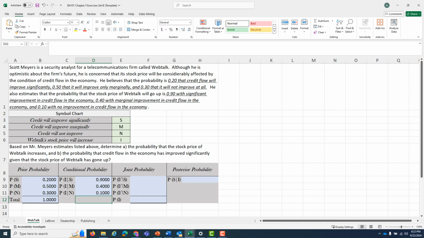Well, it's just these two numbers multiplied together. There's a 20% chance of significant improvement. And out of that 20% of the time, only 90% of the time within that 20% will that cause the stock price to increase.